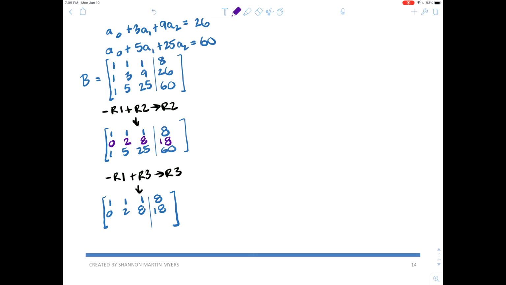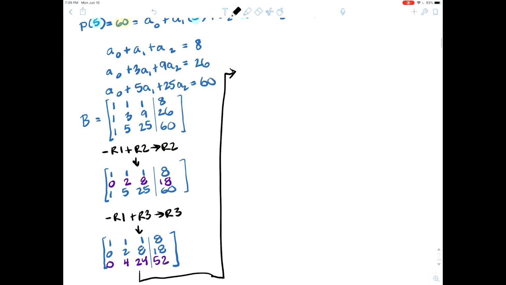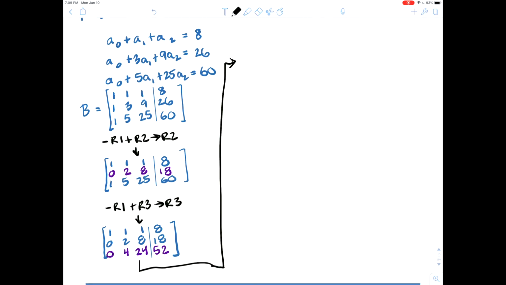Okay, so negative 1 plus 1 is 0, like we planned. The next one will be negative 1 plus 5, so we'll have 4. Negative 1 plus 25 is 24. And negative 8 plus 60 is going to be 52. Cool? Alrighty, so let's come up over here and see what we need to do next.